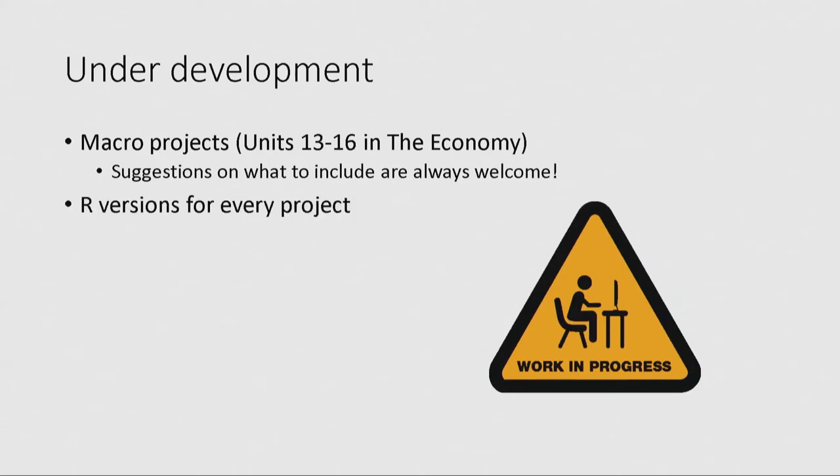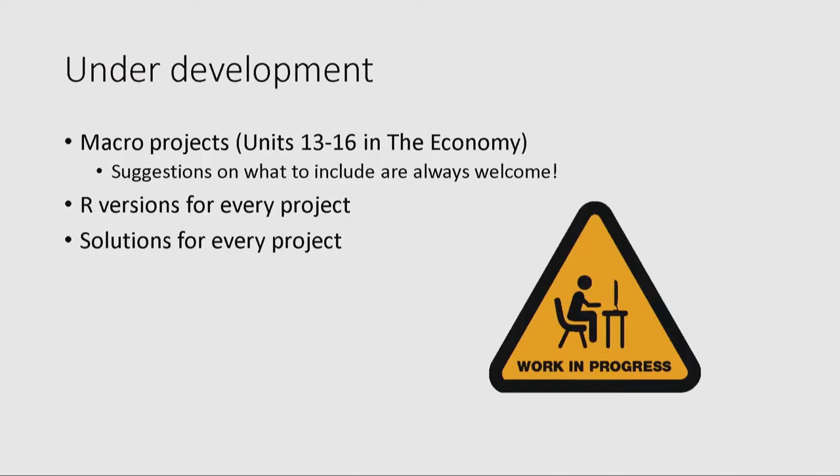And also, as Ralph said, he walked you through one project, which is the only one available at the moment. That's project one. But there will be R versions for every project in the final release, and those are in progress at the moment. And again, solutions for every project. So of the nine projects that are up now, some of them don't have solutions. I think the first five do. So that should be plenty for you to work with. But there will be solutions for every project, rest assured.